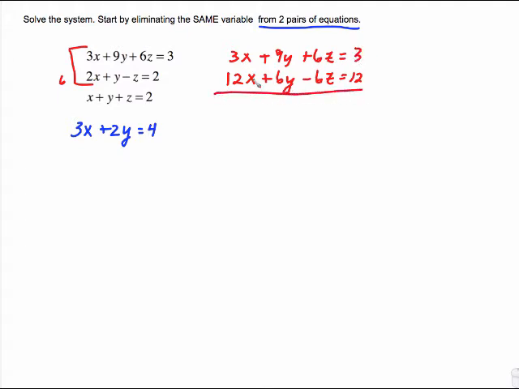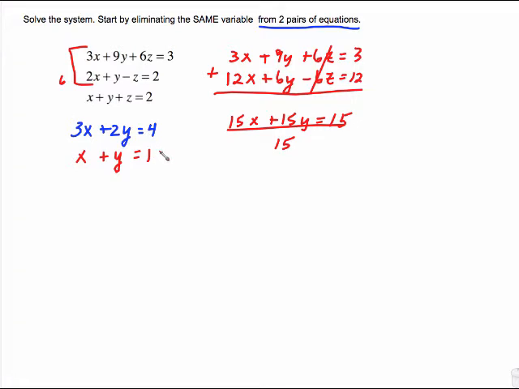So add these equations together. 3x plus 12x is 15x. 9y plus 6y is 15y. The z's cancel, and this gives me 15. Now, this equation right here can be divided by 15. It just makes sense to get the number smaller. So if I divide everything by 15, it's going to give me this equation, x plus y equals 1. So finally, we are down to two equations with the same two variables, and now we pick up like we did with section 1.